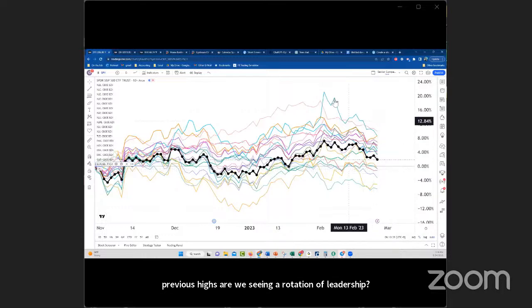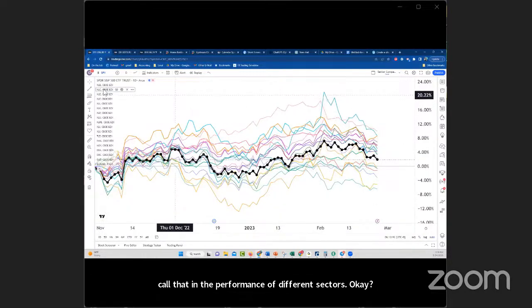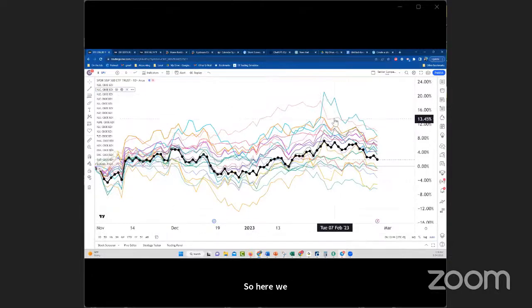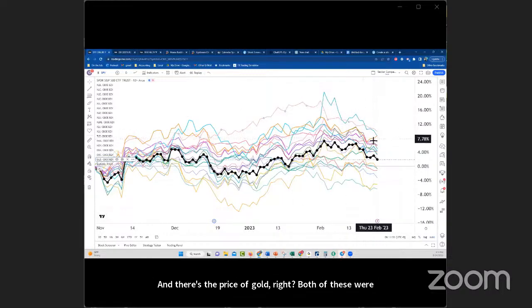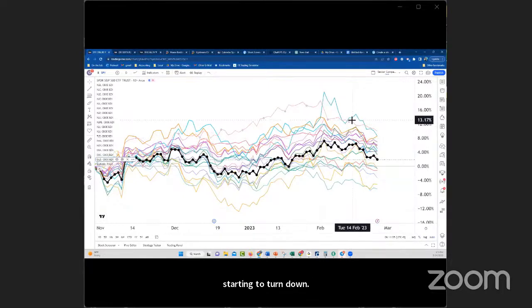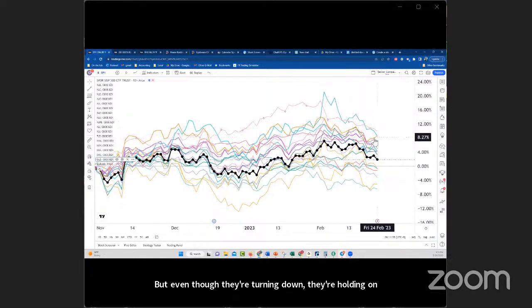Okay, here we see the communications sector. That's going to be stocks like Google and Verizon, and advertising companies are in there. And there's the price of gold, right? Both of these were leaders over the past 3 months, and they're now starting to turn down. But even though they're turning down, they're holding on to their leadership position. What could overtake them? Well, that line right there.